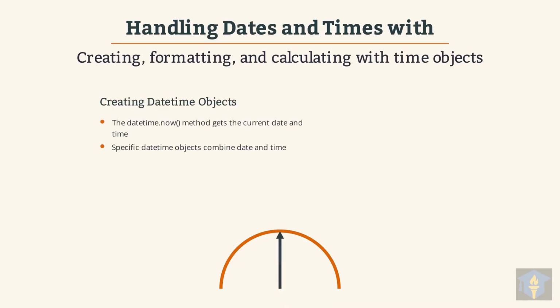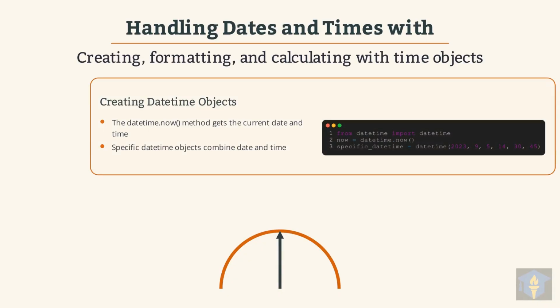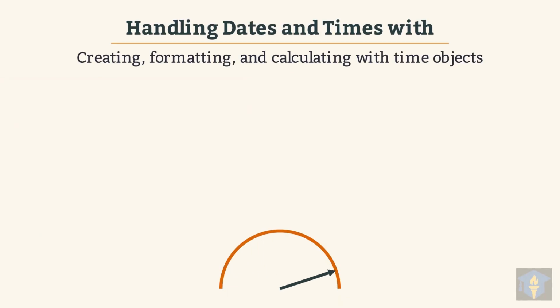Next, let's explore how to create datetime objects, which include both date and time. The datetime.now() method gets the current date and time. Specific objects combine date and time components. Here, we import datetime, get the current time, and then create a specific date and time object.